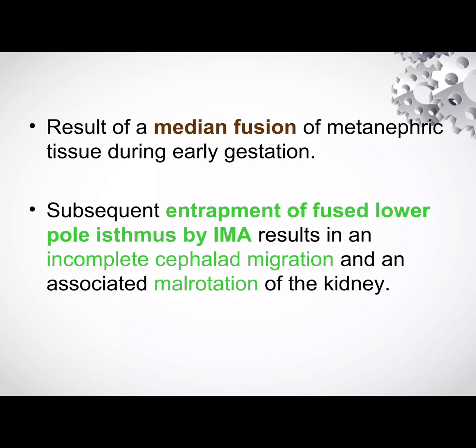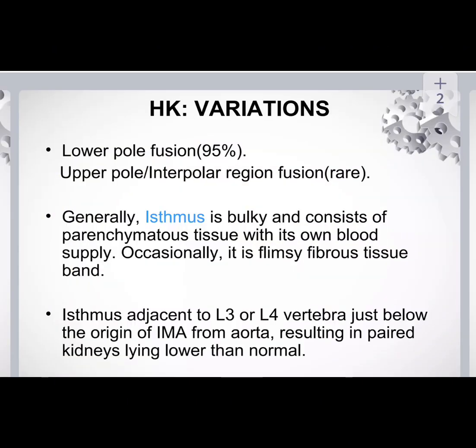And generally, the isthmus is bulky and consists of parenchymatous tissue with its own blood supply. As we also mentioned, it may come directly from the aorta or from the renal arteries, and sometimes it may be a fibrous tissue or band. The isthmus of this kidney is located at the L3-L4 vertebral level, just below the origin of the inferior mesenteric artery from the aorta, resulting in a paired kidney lying lower than the normal position.